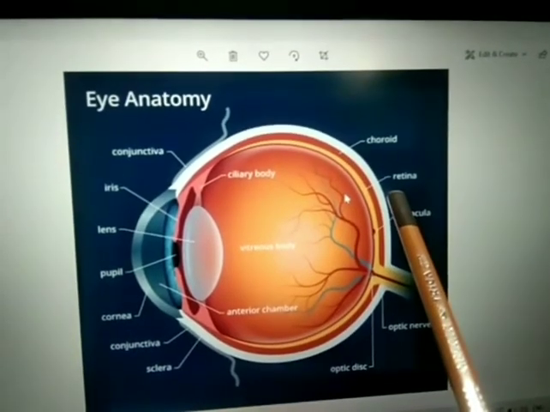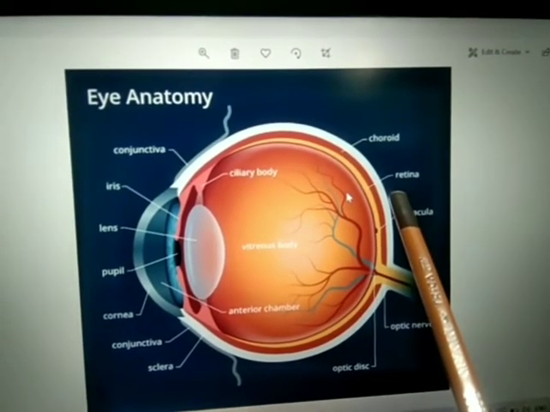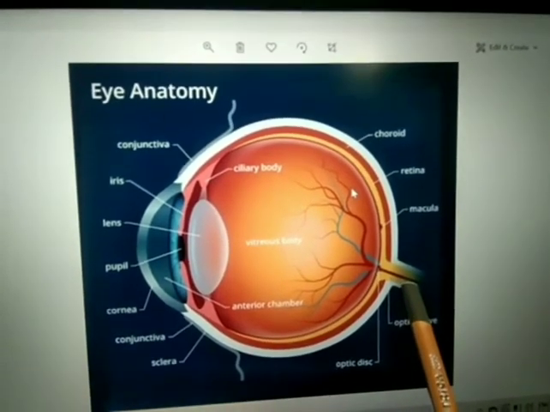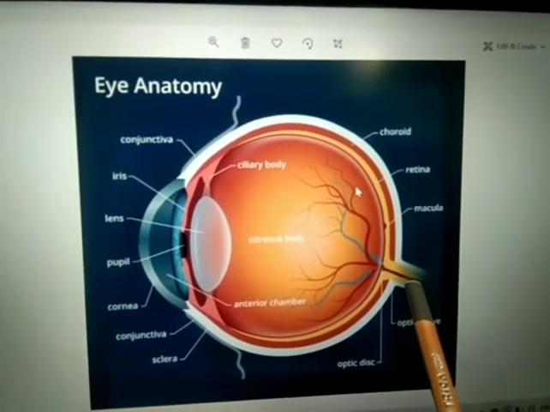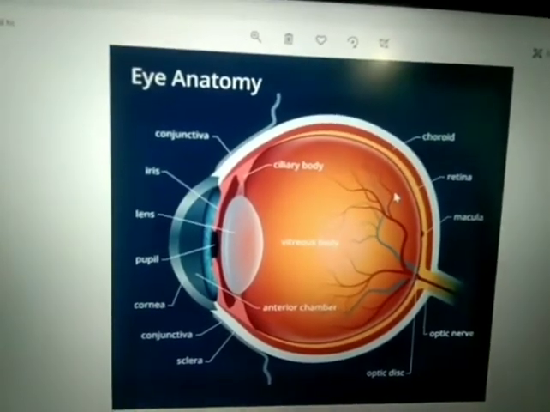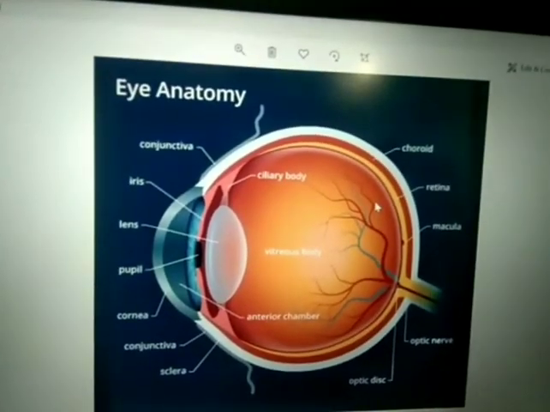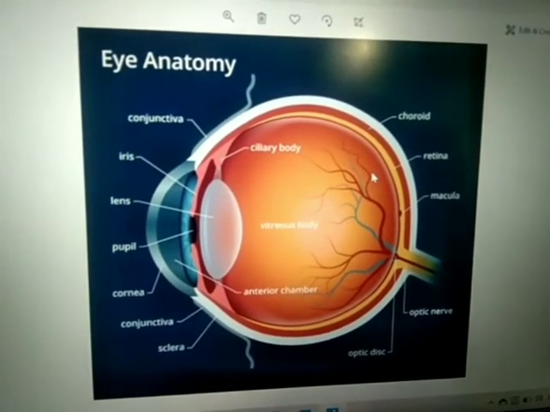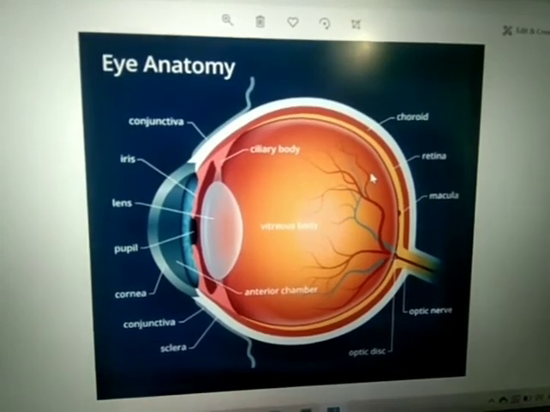The image formation in our eye takes place at the retina. These are the nerves called the optic nerves, which are carrying the message to the brain about the image formation. So these are the different parts of our eye. Now one by one we will understand the function of each part of our eye.